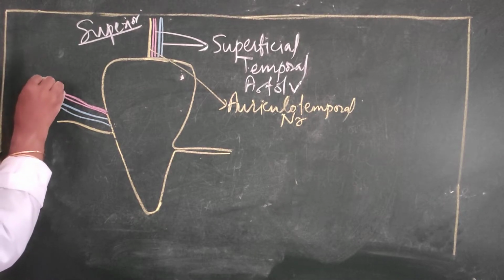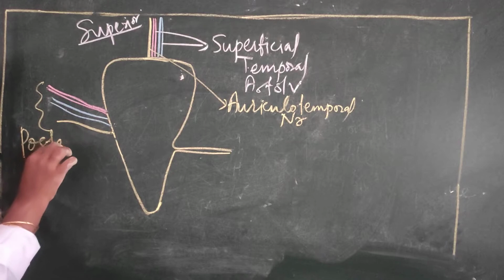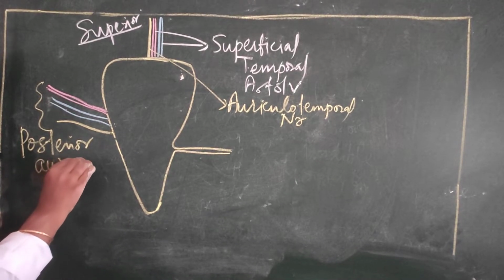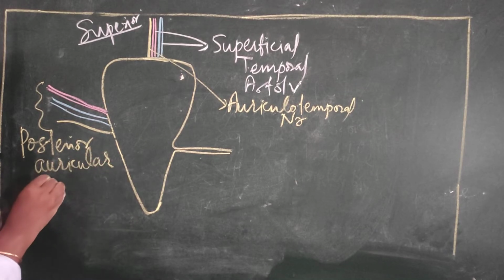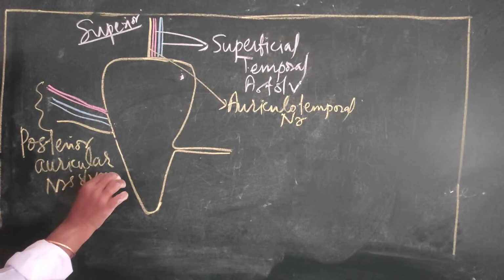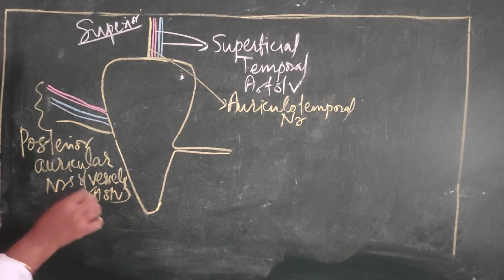So these are the structures named posterior auricular nerves and vessels. There is an artery and vein that can be seen here.